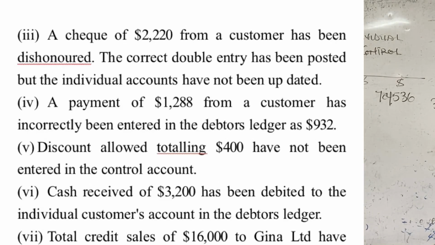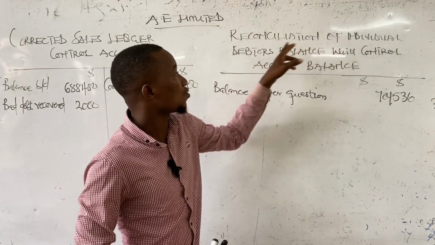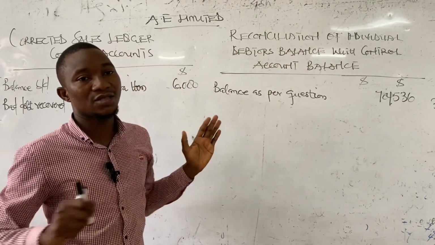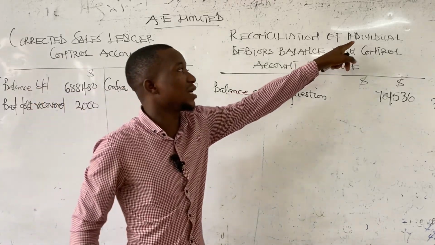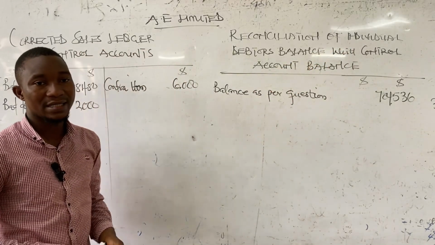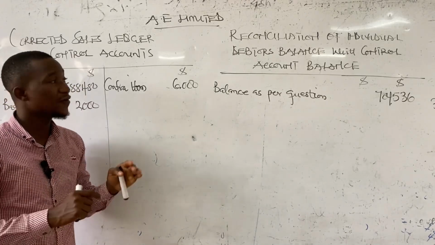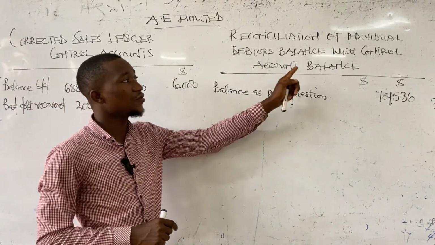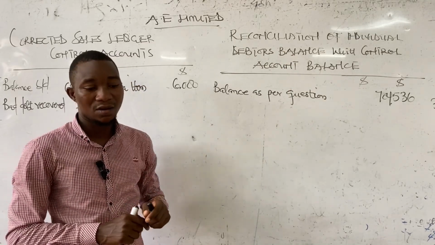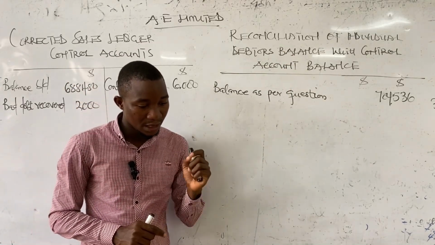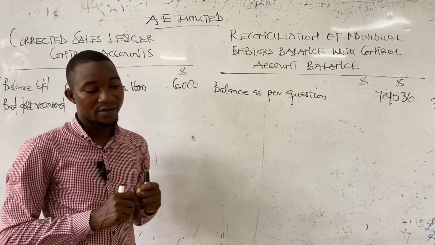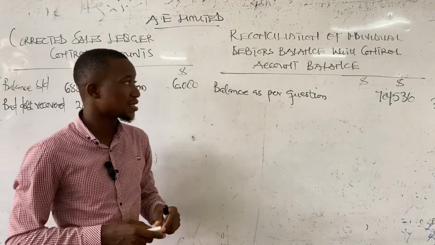A check of $2,220 from a credit customer has been dishonored. The correct double entry has been posted, but the individual accounts have not been updated. The individual debtors account has not been updated. The moment they are talking about the individual account, you should come to the individual debtors account. Is that okay? The double entry for this has been done, but the entry that's supposed to be made in the individual debtors account has not been done. And it was a check of 2,220 from a customer and it has been dishonored.